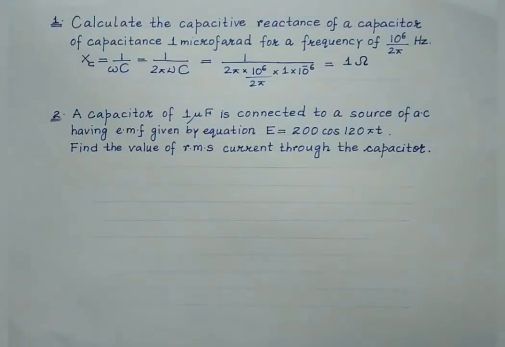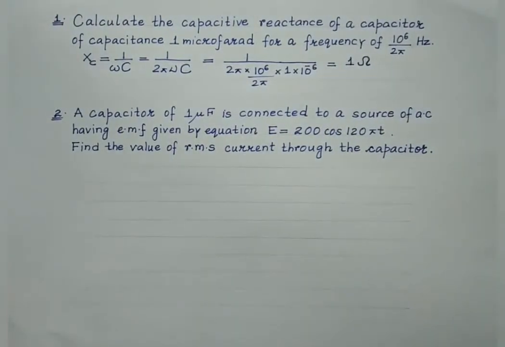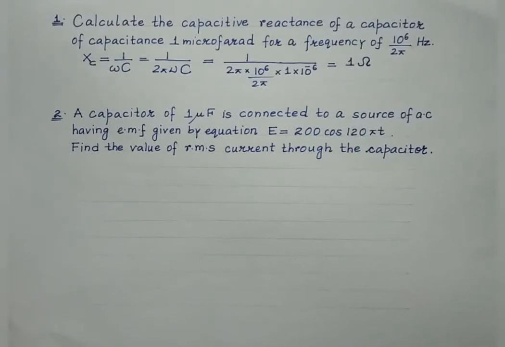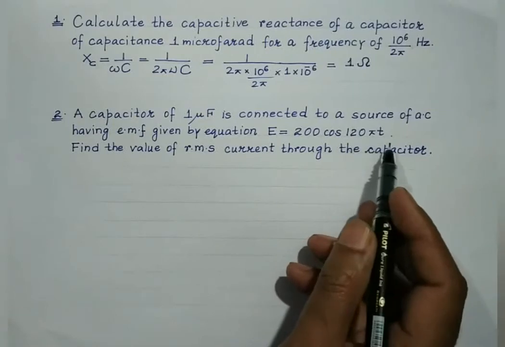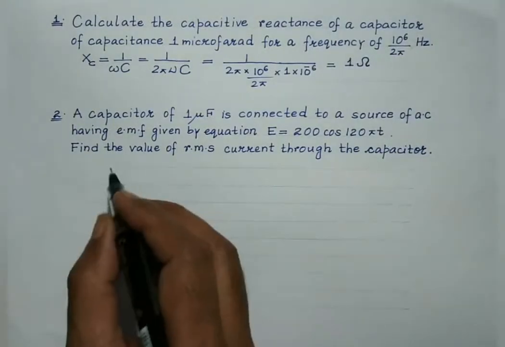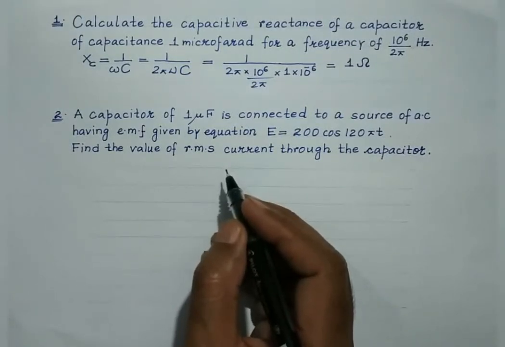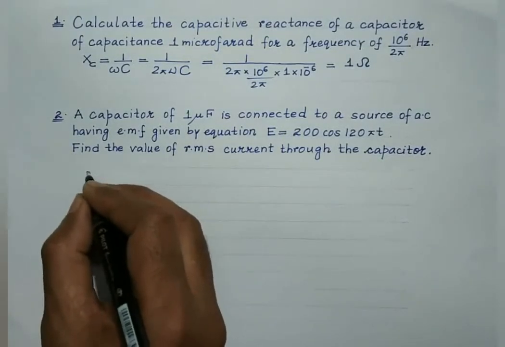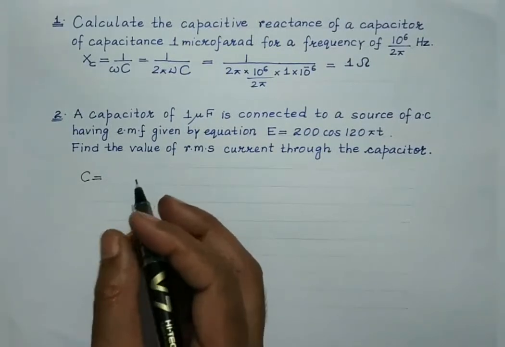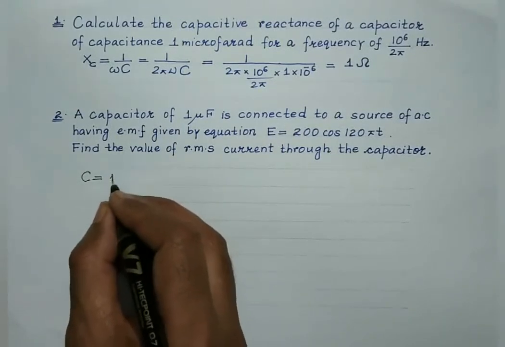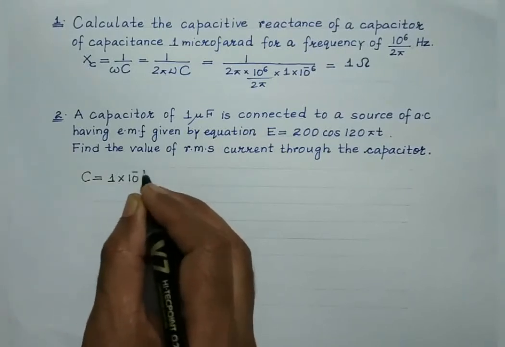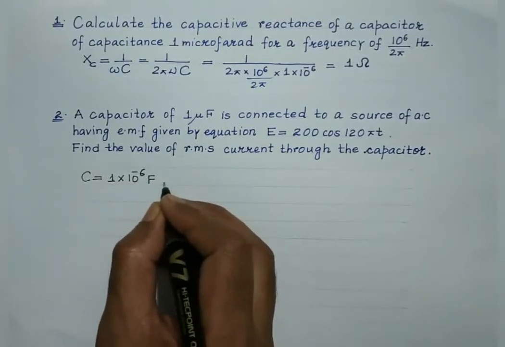Right? Now let's concentrate on the second question. A capacitor of capacitance 1 microfarad is connected to a source of AC having EMF given by E equals 200 cos 120 pi t. We are supposed to find out the RMS value of the current through the capacitor. So, the capacitance of the capacitor is given to be 1 microfarad, that is 1 into 10 to the power minus 6 farad, right?